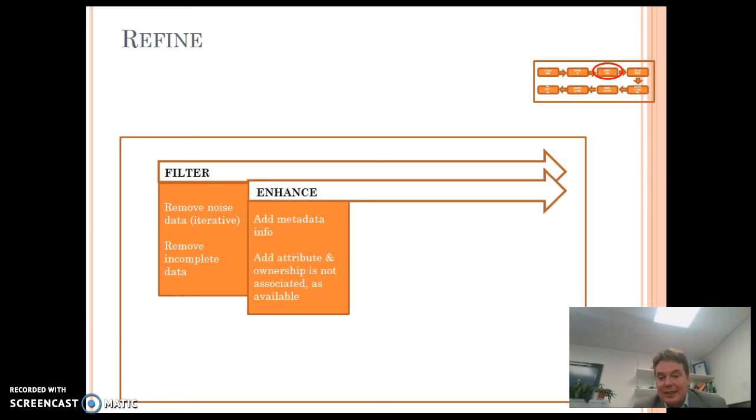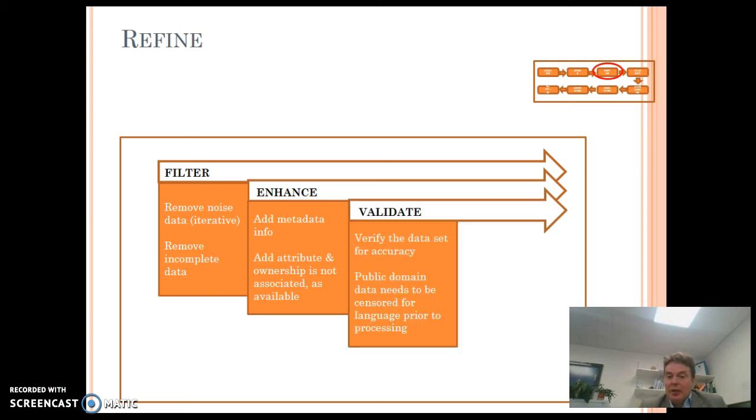Then we have to enhance it. We need to add the metadata information. So what are the attributes and ownerships? What do we know about it? When were pictures taken? What's the location of particular information? So we add all that metadata to it, and it creates a much richer version of what we have. So we need to validate it. So, what's accurate?